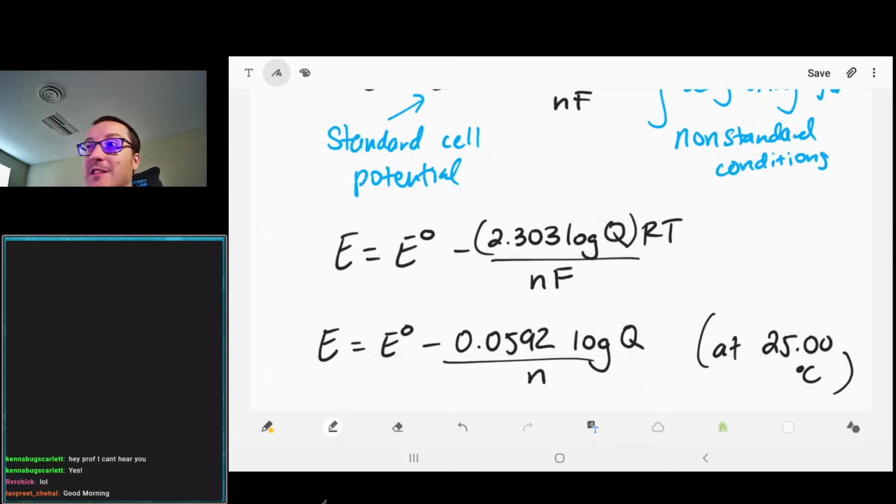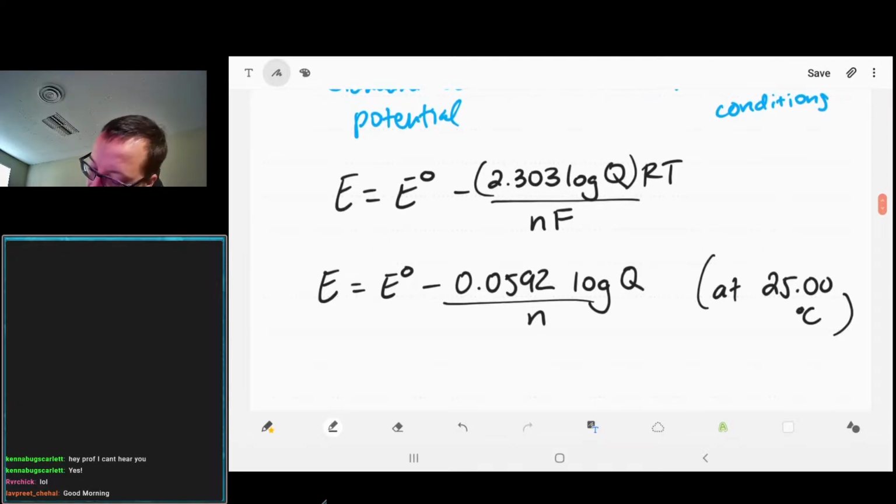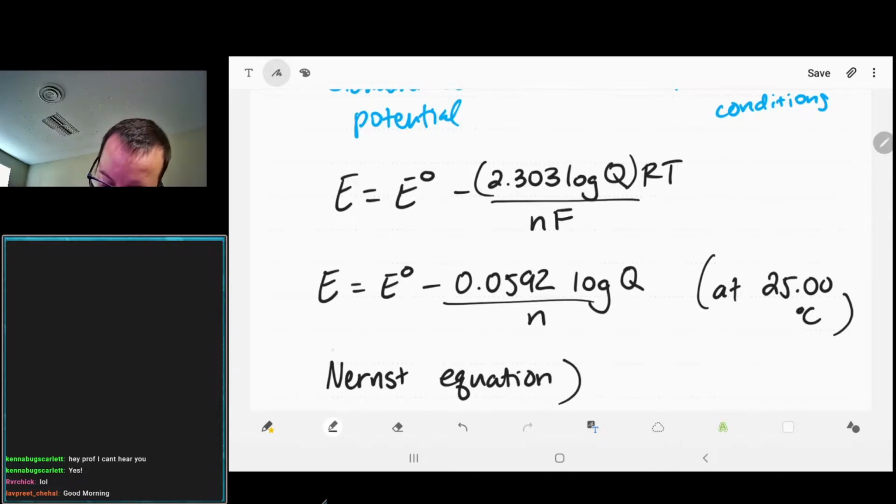So this is what's commonly used here. This is, by the way, called the Nernst equation. Figure we'll give a name to it. Why not? It's how we relate standard conditions to non-standard conditions. Typically, because most cells are run at room temperature, we're looking more for the reaction quotient here. Instead of standard conditions, which would be 1 molar, we can see what's going to happen at different molarities.